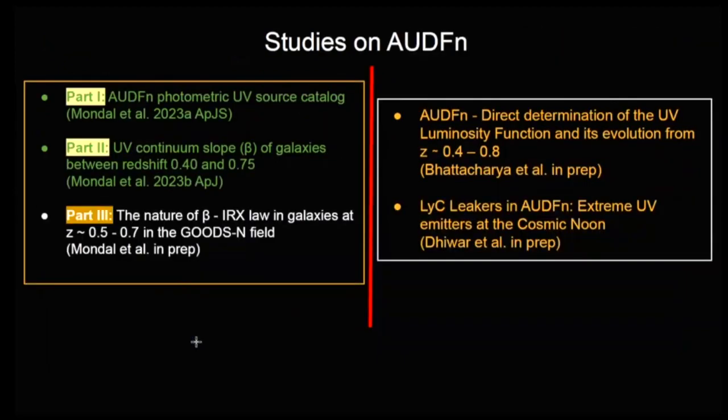Now I'll be mainly focusing on the GOODS-North part and the work we are doing. First, producing the photometric catalog, and then combining that catalog with other ancillary data in the archive to produce some science aspects which we already had at proposal time. There are some other works which I'll not be talking about, done by other members in the group, like the UV luminosity function and leakers in the intermediate redshift range.